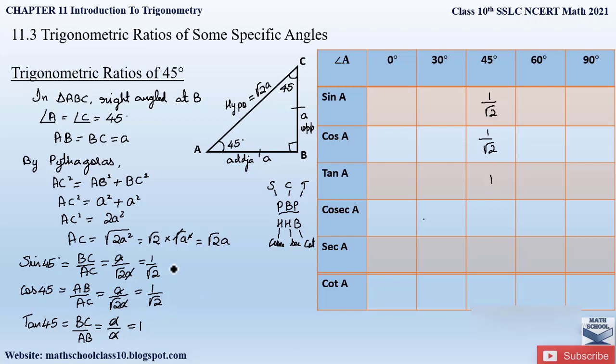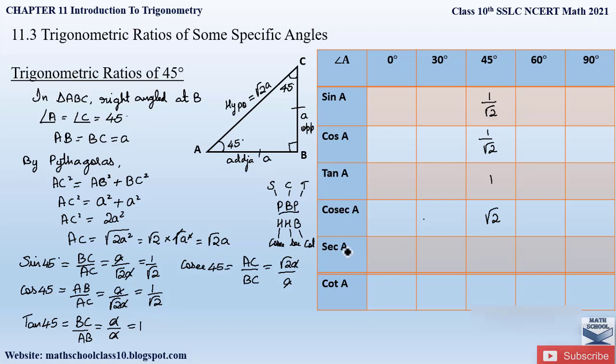Similarly, now let us find out cosecant 45. So cosecant 45 is given by hypotenuse by perpendicular. Hypotenuse side is AC by perpendicular is BC. So AC is root 2a by BC is a. So a and a will get cancelled and we will be left with root 2. And it is also the reciprocal of sine, right? Cosecant is the reciprocal of sine. So the reciprocal of sine will be the cosecant value. Now here, since we have got sine as 1 by root 2, cosecant will be root 2.